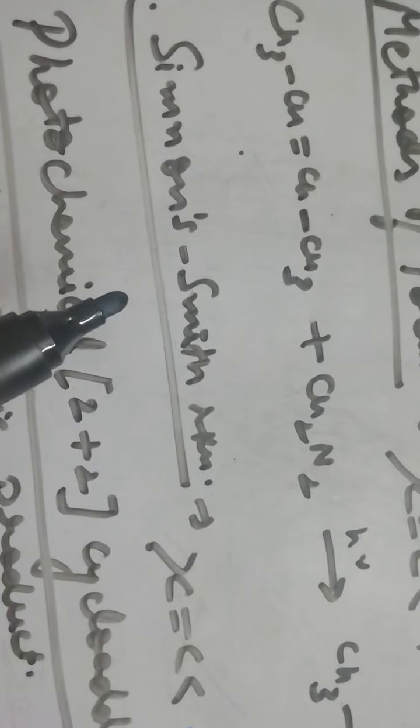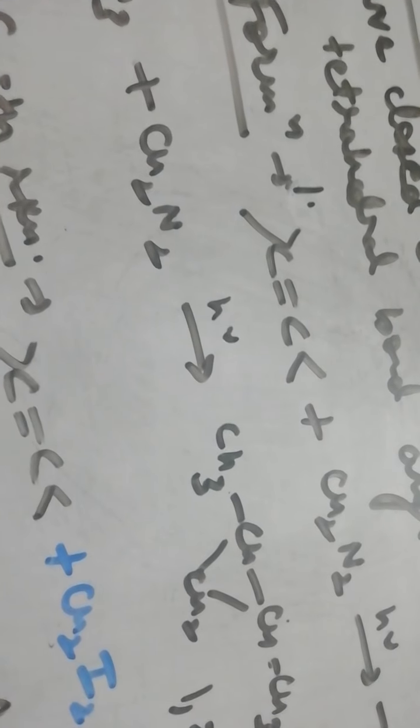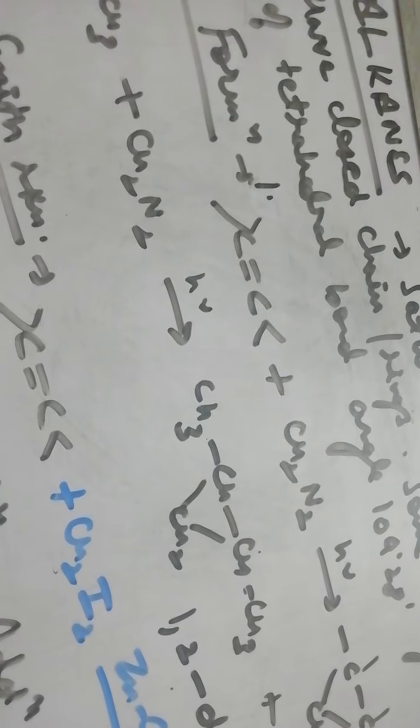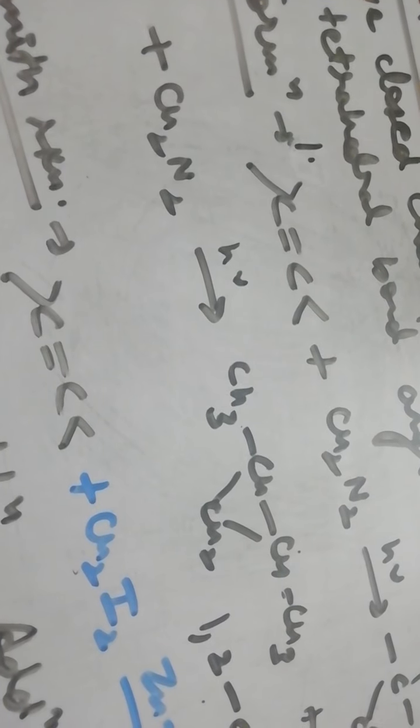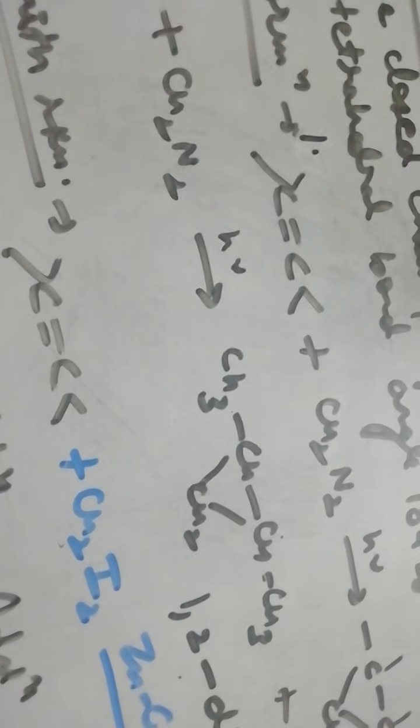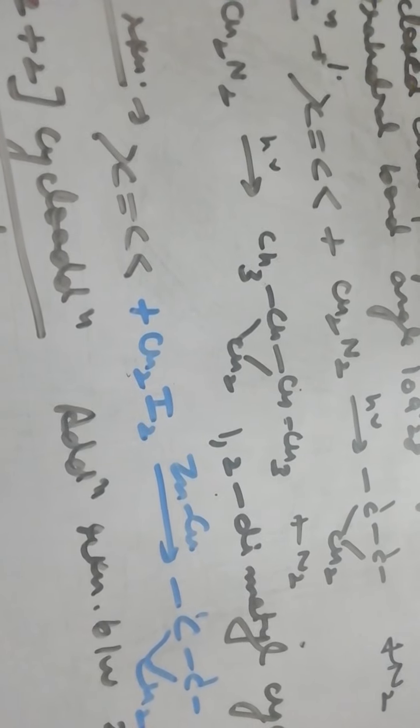Second method of formation is Simons-Smith reaction. In Simons-Smith reaction, the addition of carbene is carried out by treating the alkene with methylene iodide and zinc copper couple to get the cyclopropane derivative. So let us consider this reaction. This is alkene. It reacts with CH2I2, that is methylene iodide, in the presence of zinc copper couple, and we will get this cyclopropane derivative plus zinc iodide.